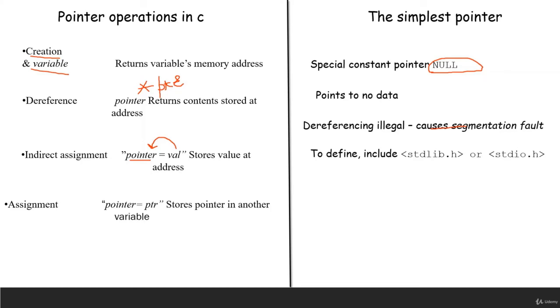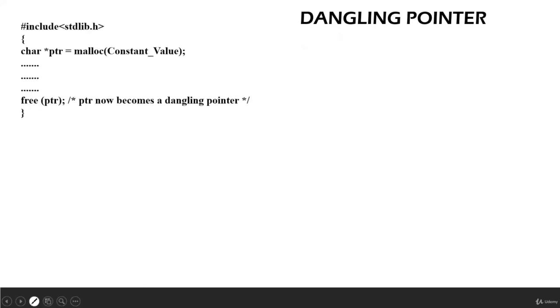be defined and could be included in stdlib.h, stdio.h. These are the two library files in which this null pointer is defined. Void pointer is also known as generic pointer in C. Take a note of it. Next one is dangling pointers. Let's have a look at this example.